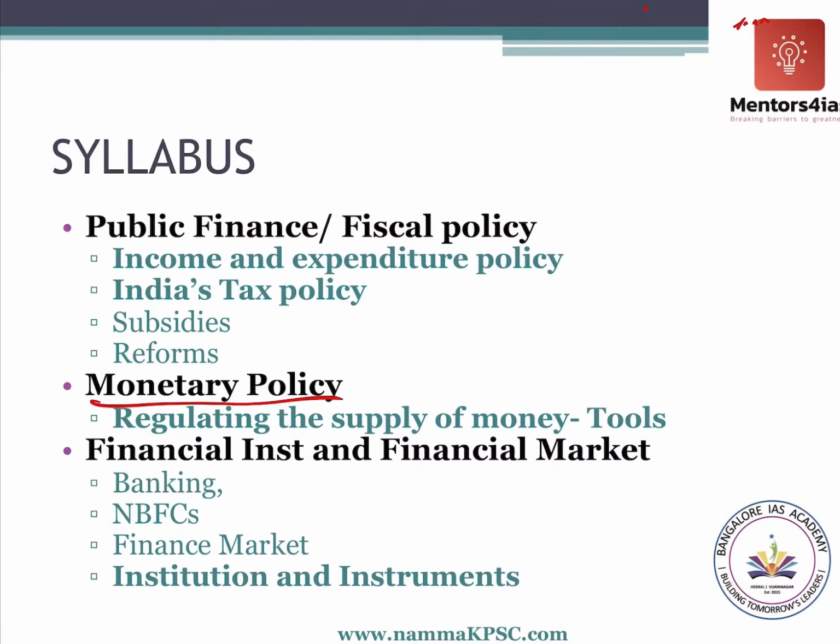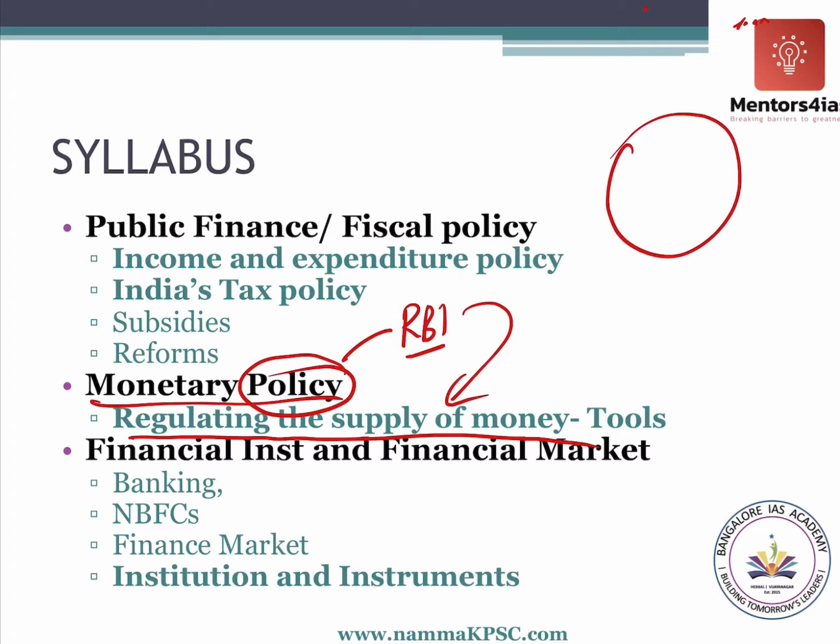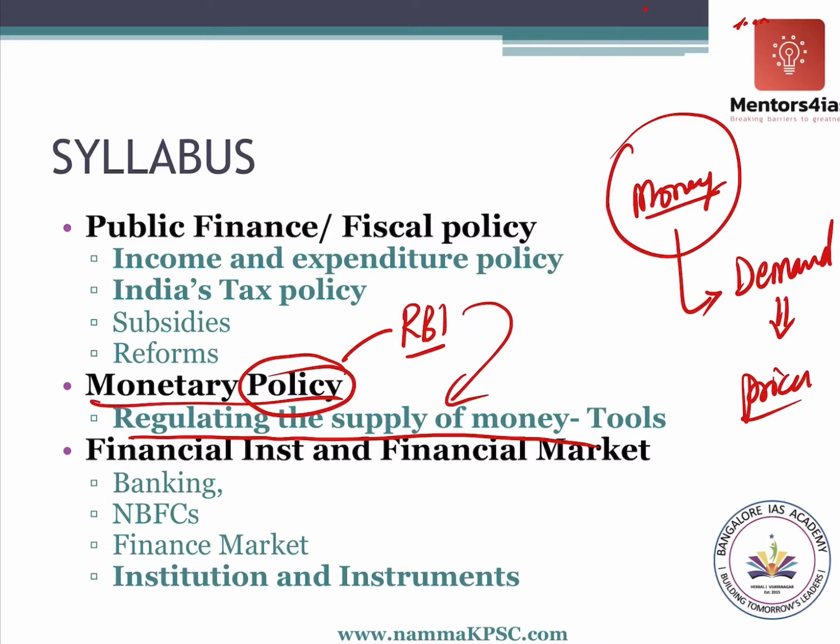Again, policy is a decision. So it is a decision taken by the RBI dealing with regulating the supply of money in the economy. So you have the economy. In the economy, you have money. Money affects the demand in the economy, and in turn, it affects the prices. Now, let's try to make you understand in simple words. If you have more money, let's say you have more money, what will happen to the demand?